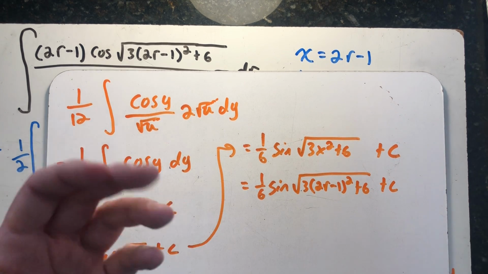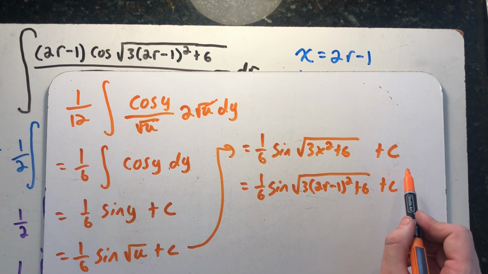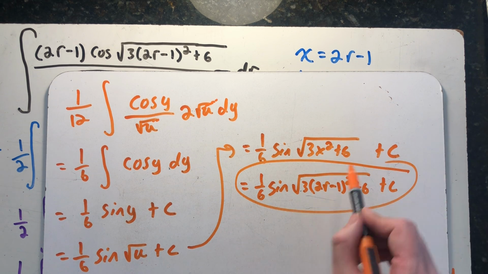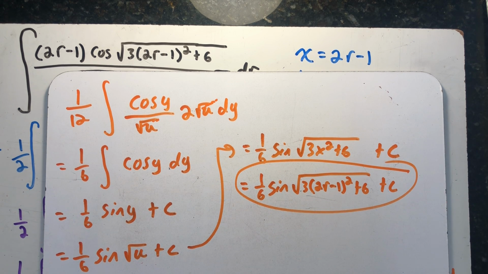And there's our final answer, the antiderivative we were looking for: 1/6 sine of the square root of 3 times 2r minus 1 squared plus 6, plus c.